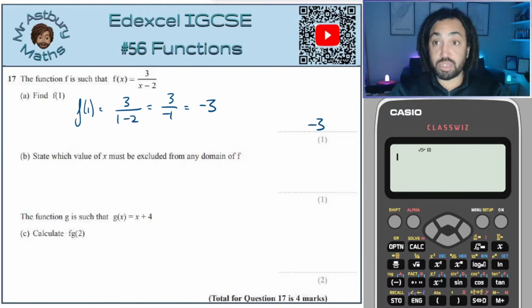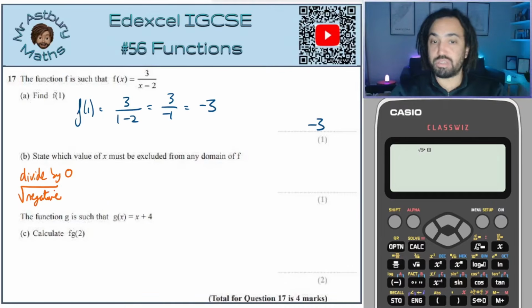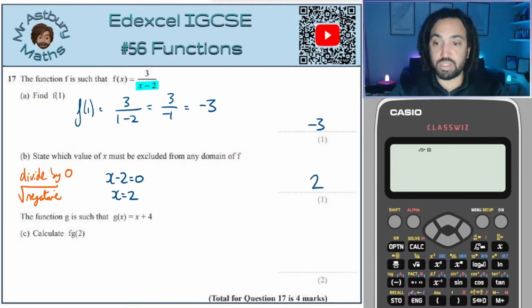Well, there are two things we can't do in maths, and that is divide by 0. That's a big no-no. And the other one is to square root a negative. Now in this instance, we're not going to be square rooting a negative, there's no square root sign, but we might divide by 0 if the x was a certain value. So if the bottom of that fraction equals 0, that would be no good for us. So if x equals 2, that would be no good, so that needs to be excluded from the domain.